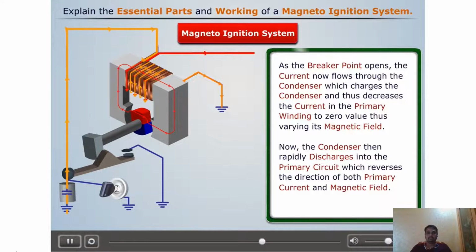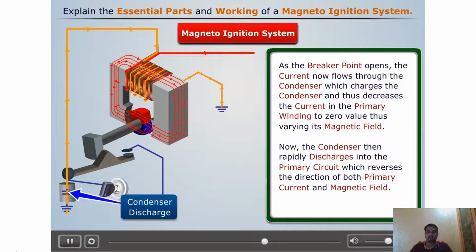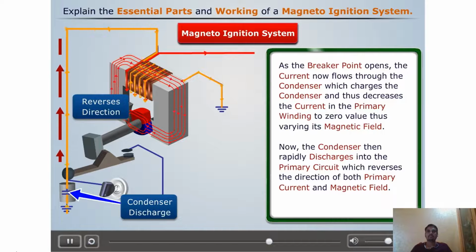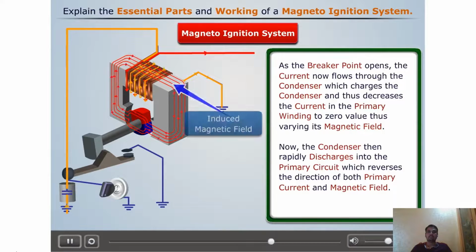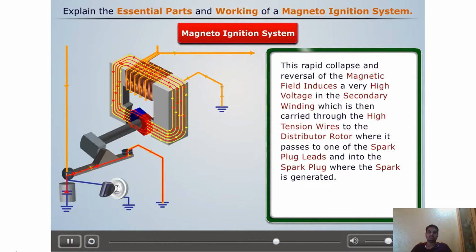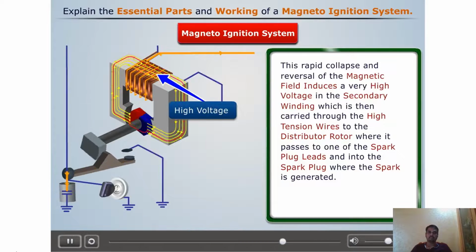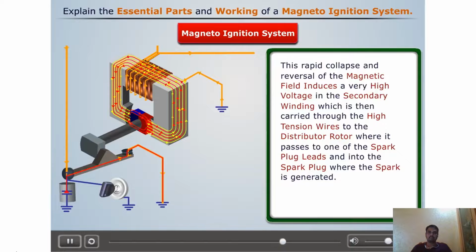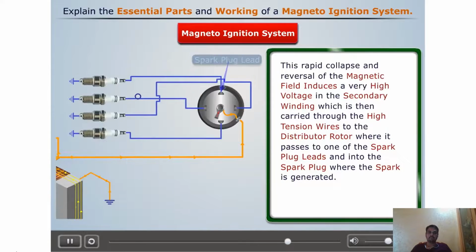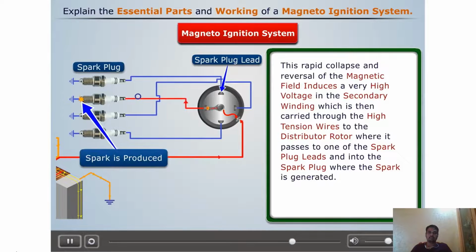Then the condenser starts to discharge rapidly into the primary circuit, which reverses the direction of primary current and the induced magnetic field. This rapid collapse and reversal of the direction of the magnetic field induces a very high voltage in the secondary winding, which is then carried through high tension wires to the distributor rotor, where it is passed to one of the spark plug leads into the spark plug, where a spark is produced.